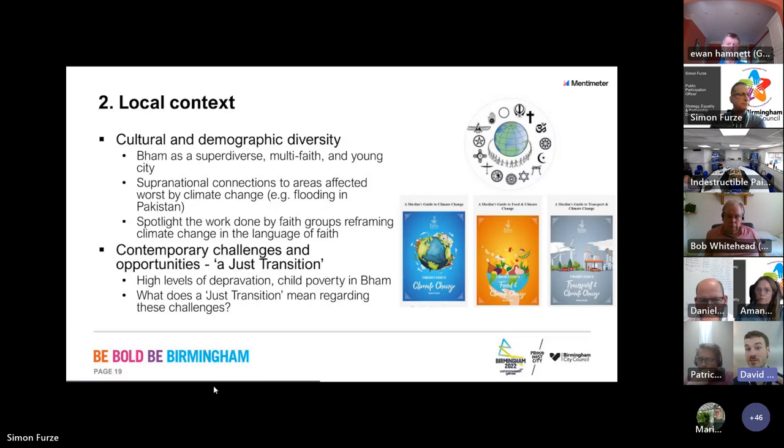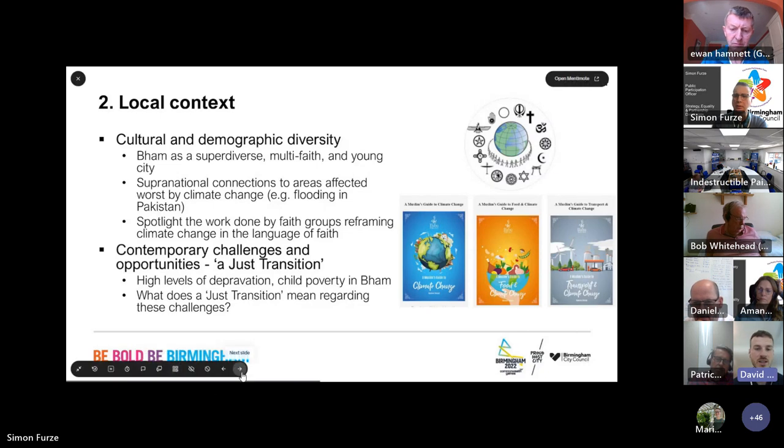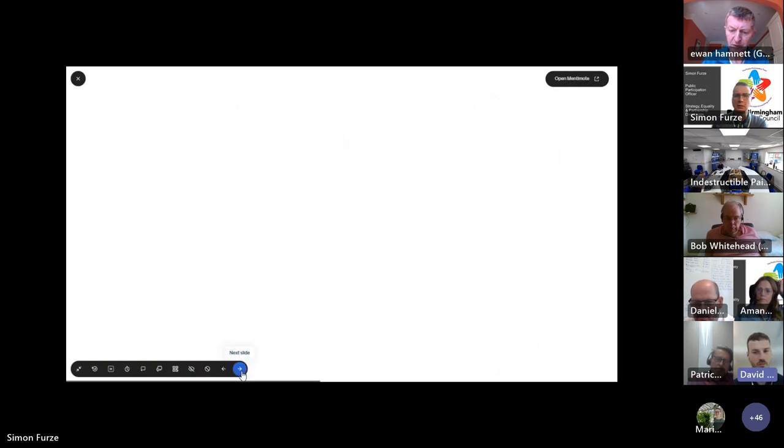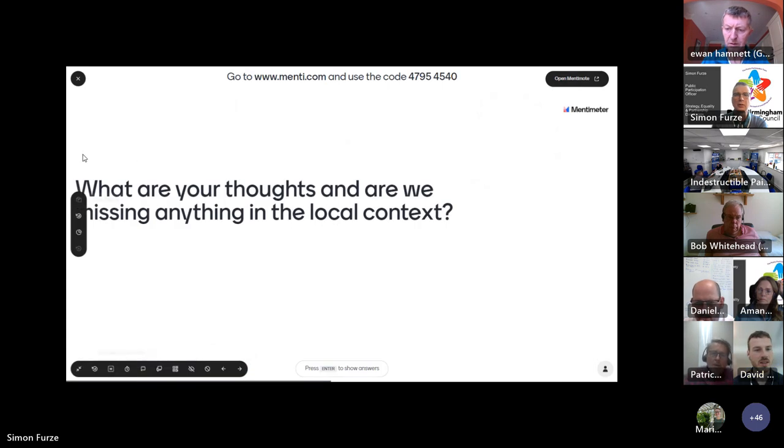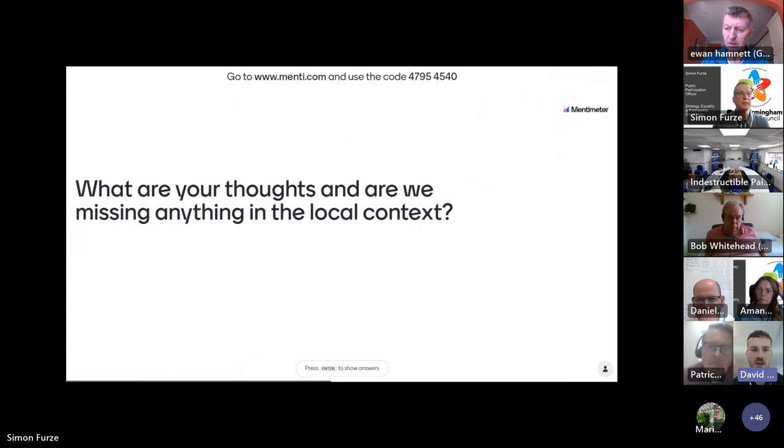Is it about looking after the most vulnerable first and making sure that you tackle other issues at the same time? Is it about helping people whose livelihoods may be dependent on high greenhouse gas emitting activities, like taxi drivers, for example? Are they being supported into a more sustainable way of doing their work, or other industries in the city? What can the council do in these roles? So that's where I was thinking with those. And so, just one quick poll for you all. What are your thoughts, and are we missing anything in the local context?